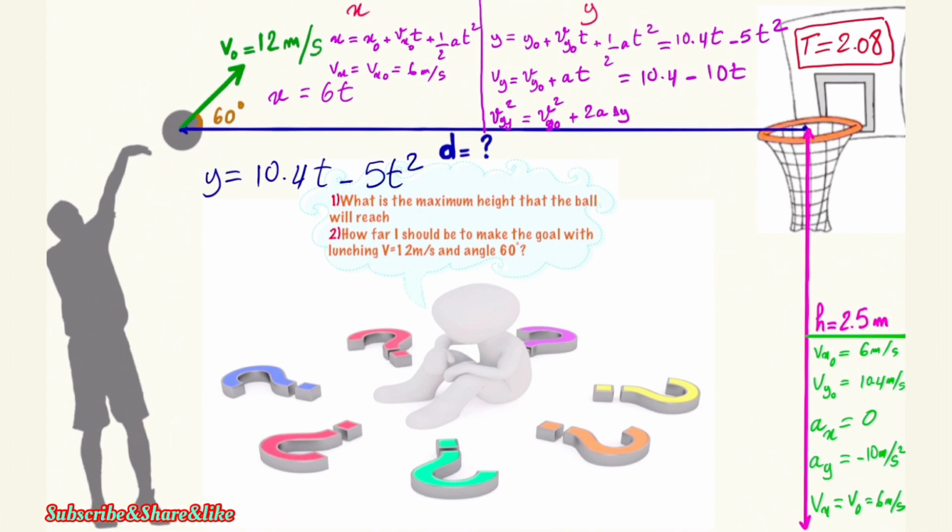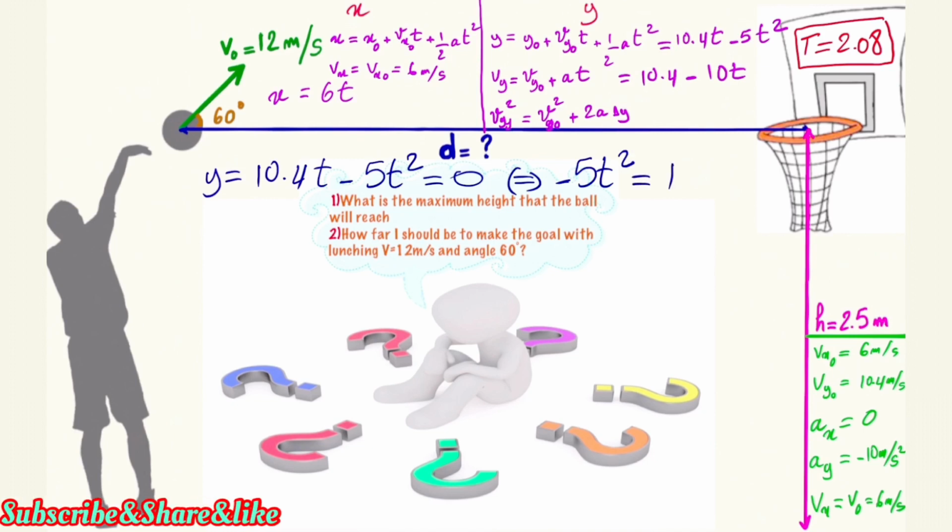We use this formula here because I already defined it, so we can always use it. So let's set it equal to zero. Therefore, we're going to move this one to this side, and they will both be negative, and then we cancel the negative. Just do it first. We have minus 5t squared equal to 10.4t.